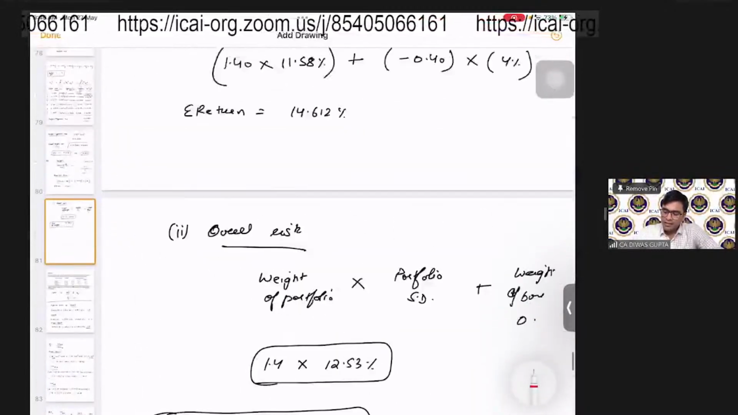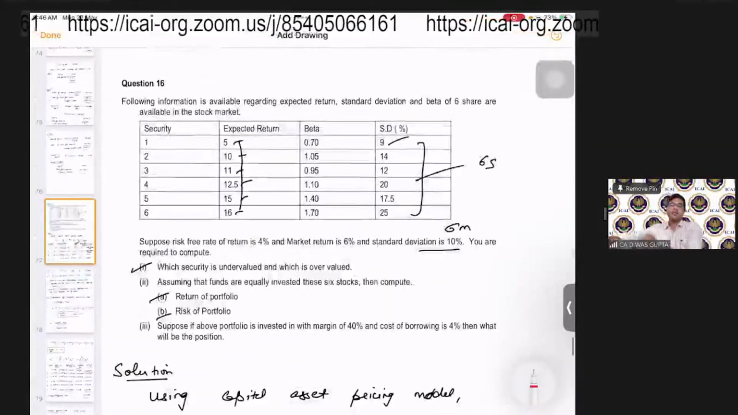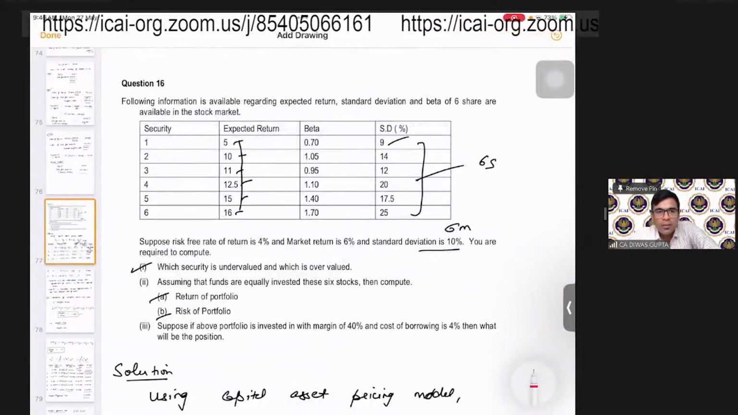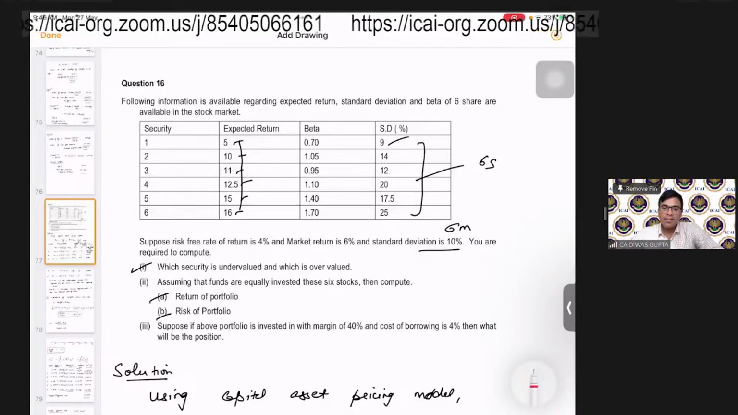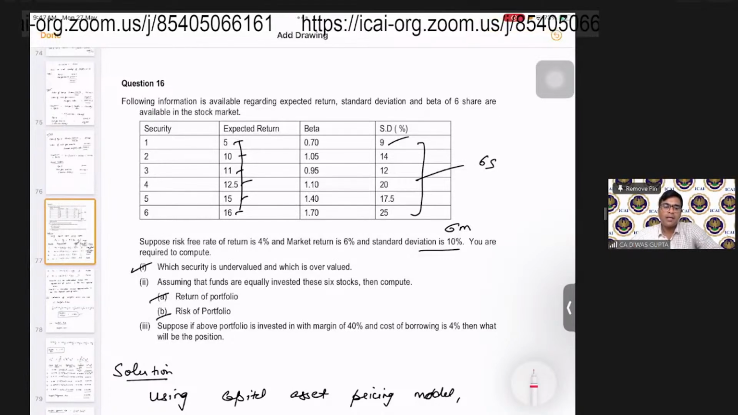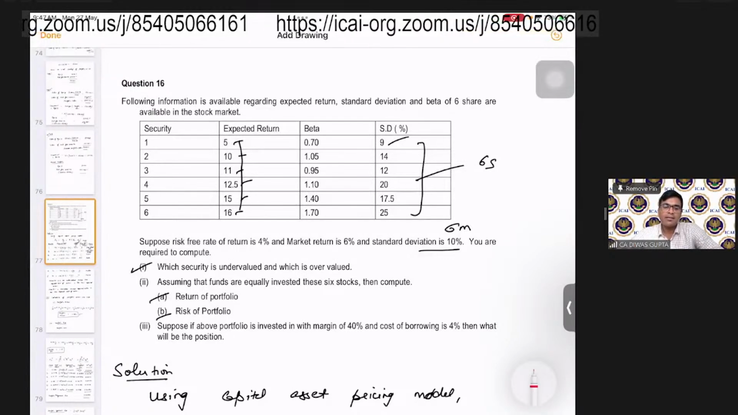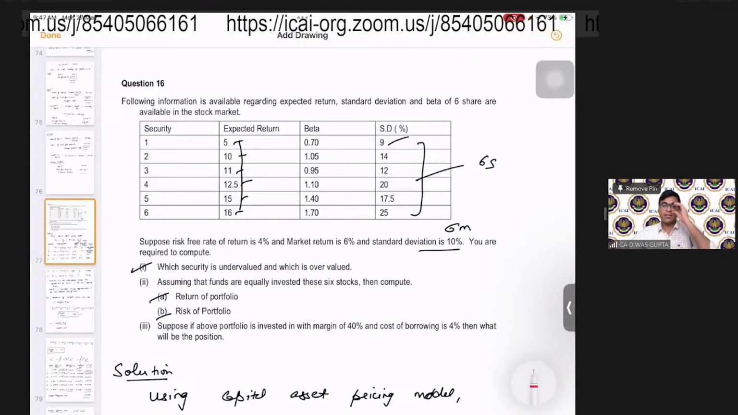Okay, meanwhile, if someone has any query, let's see this question number 16 actually. And in case anyone has any query, please feel free to ask, speak up, raise your hand, unmute yourself. We will be happy to answer that, students.